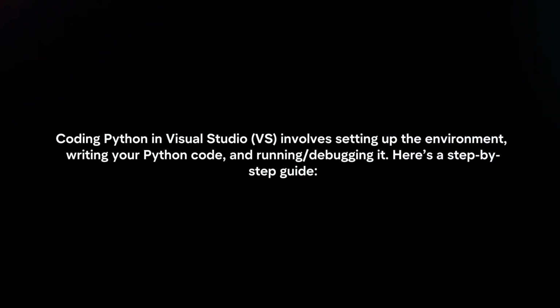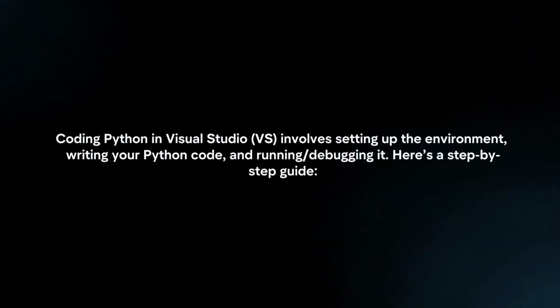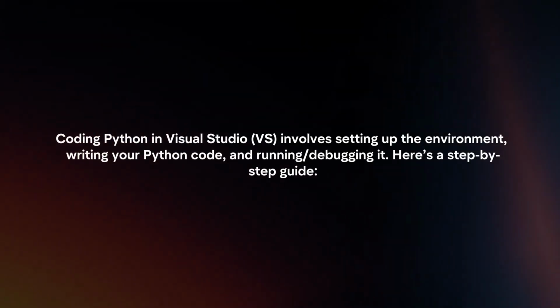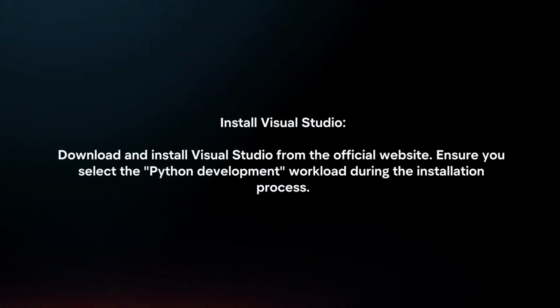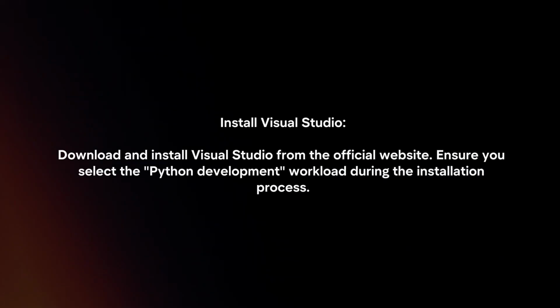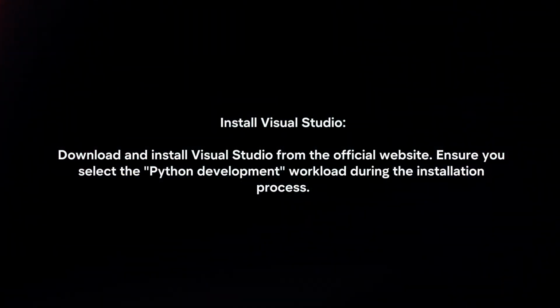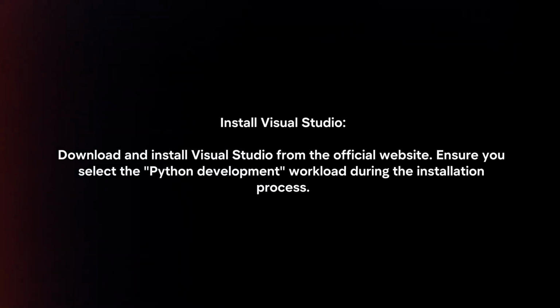Coding Python in Visual Studio involves setting up the environment, writing your Python code, and running or debugging it. Here's a step-by-step guide. Install Visual Studio. Download and install Visual Studio from the official website. Ensure you select the Python development workload during the installation process.